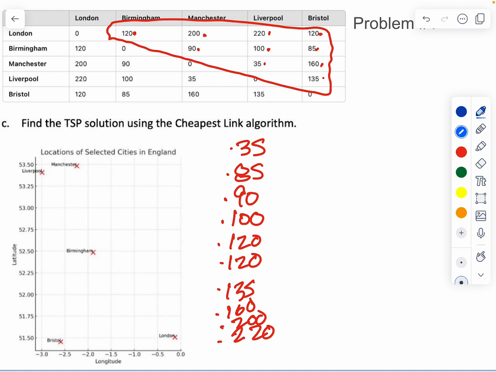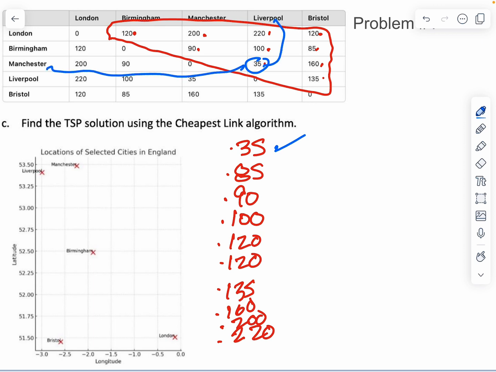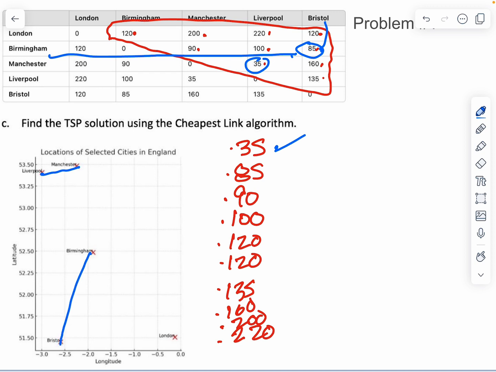I'm going to draw my lines, and I'll do this in blue. And the first one I'm going to start with is going to be 35. That is Liverpool to Manchester. Now I can come up here and look at 35, and I can see that's Liverpool, Manchester, okay? And so I'm going to go ahead and draw that line. That's my first edge, okay? I'm going to go to my next number, 85, and I can see that 85 is Bristol to Birmingham. So Bristol to Birmingham is this line right here, and those aren't connected, but that's okay.